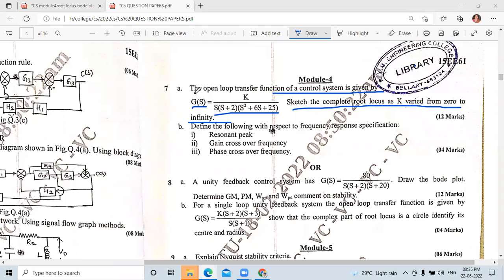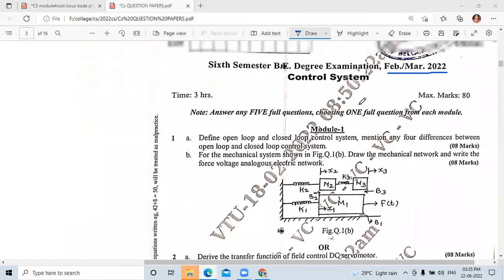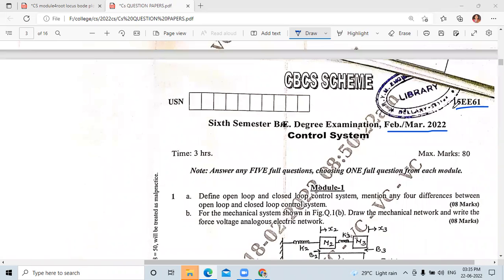In last class, we discussed the problem on root locus, that is the 17 scheme question paper. Today we shall discuss the 15 scheme question paper in the same year, February, March 2020-22. But the scheme is 15 scheme. Okay, the subject code is different.